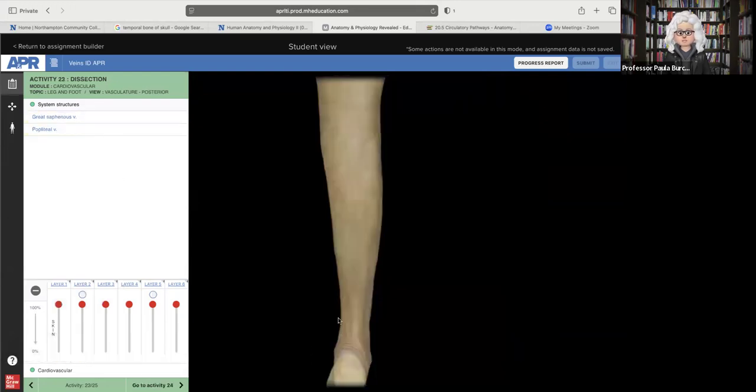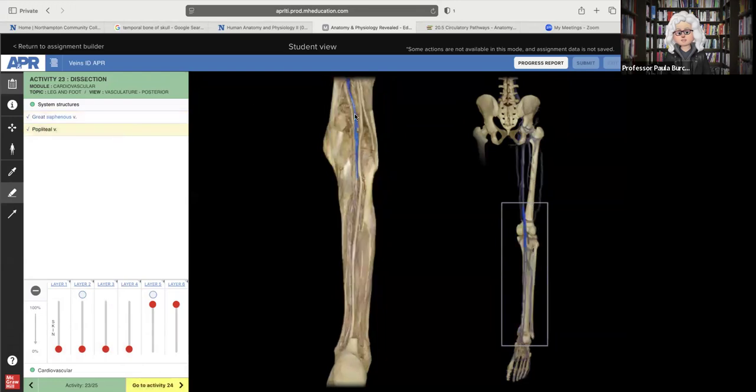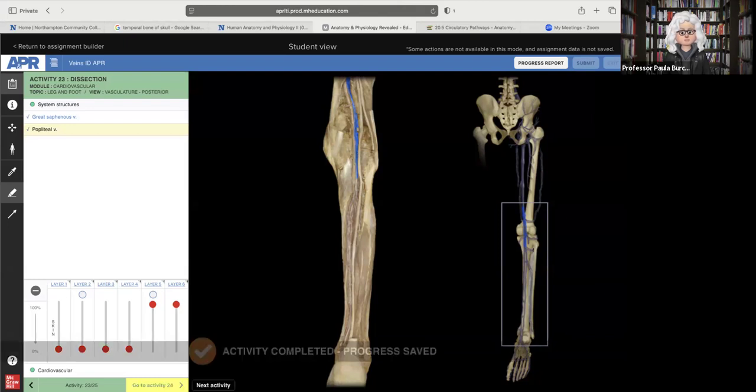So here's another view. We're looking at a posterior view because I can see the heel here. So remember the great saphenous is going to be medial. There we go. And remember the popliteal is going to be behind the knee. So the popliteal drains into the femoral. So what you're going to have is a posterior tibial that drains into the popliteal, and you're going to have a fibular as well as an anterior tibial that is also draining into the posterior tibial and then into the popliteal.